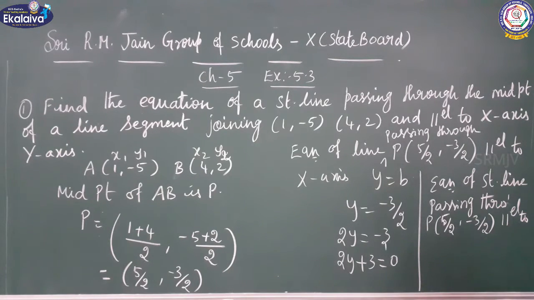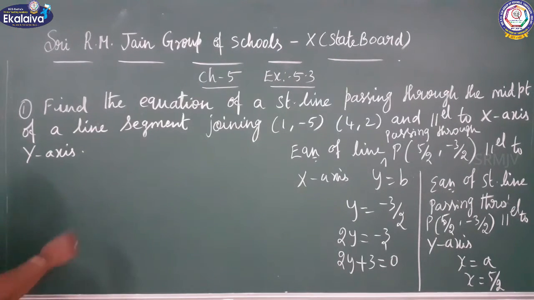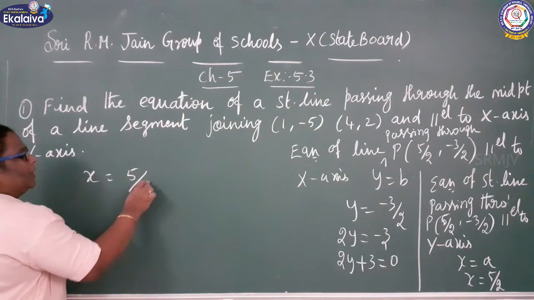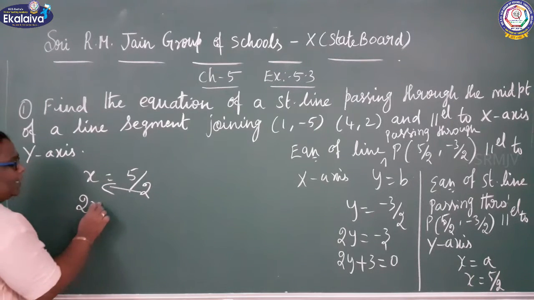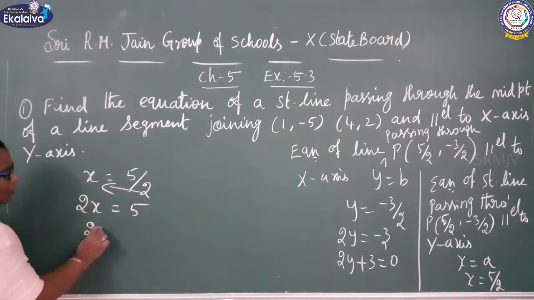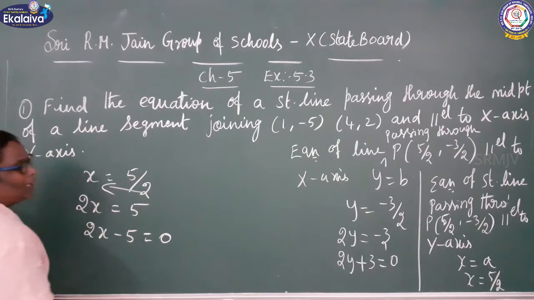Parallel to y-axis, what is the value? X equal to a. What is the x value? X equal to 5 by 2. So you bring the equation here, x equal to 5 by 2. Bring the 2 to the left hand side: 2x equal to 5, so 2x minus 5 equal to 0.